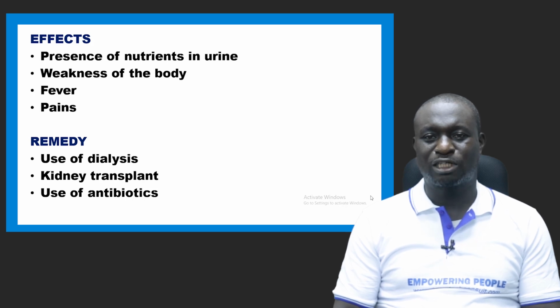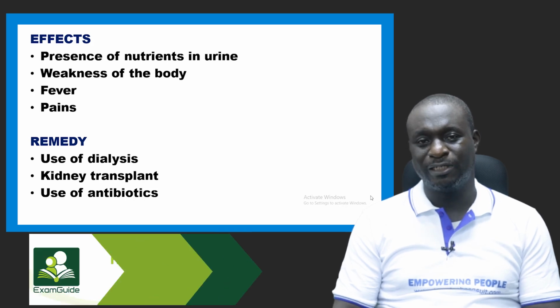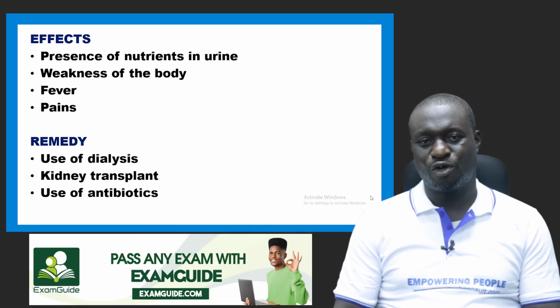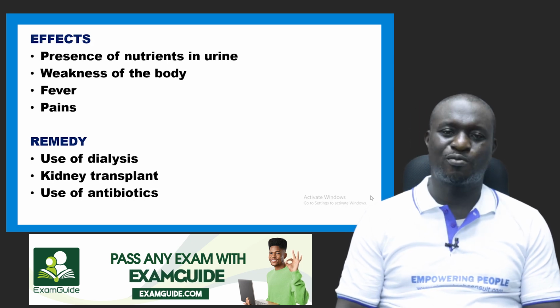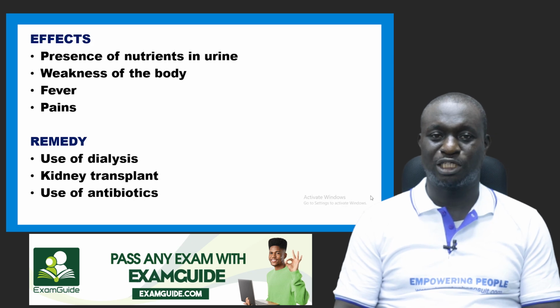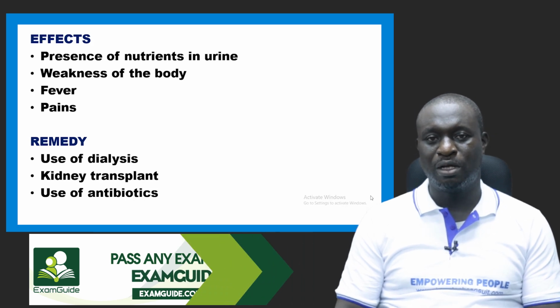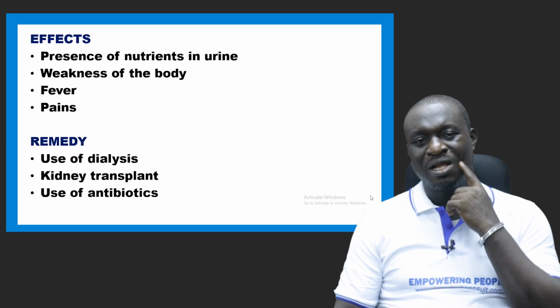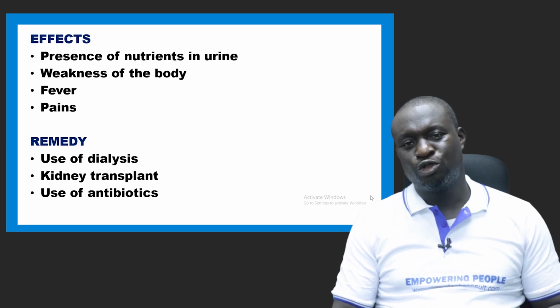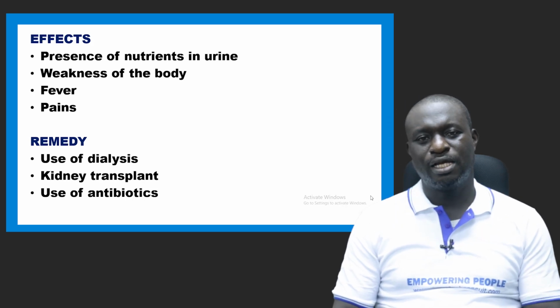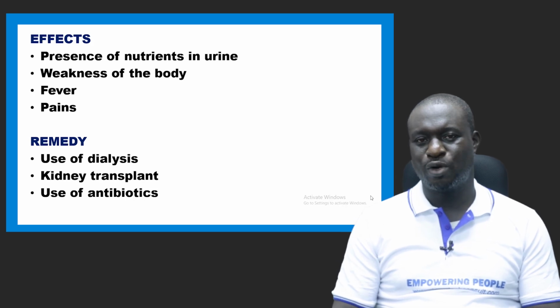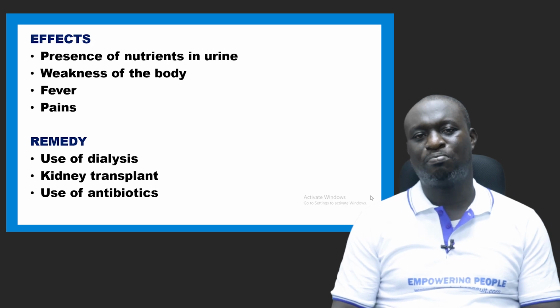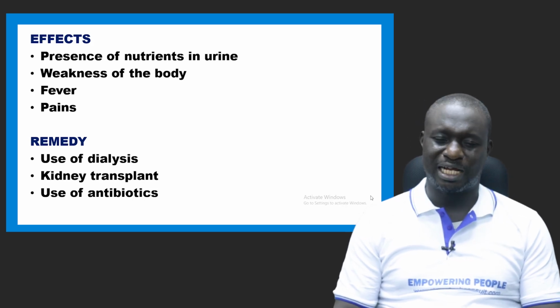Now, the reason for having nutrients in the urine is because of the porousness of the Bowman's capsule due to the inflammation. Useful or essential materials that are supposed to be transported by the blood back to other parts of the body, due to the porousness, enter into the tubules and pass through. When urine is formed, they become part of the urine that is formed.